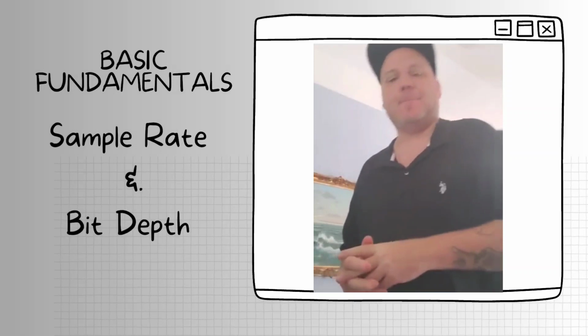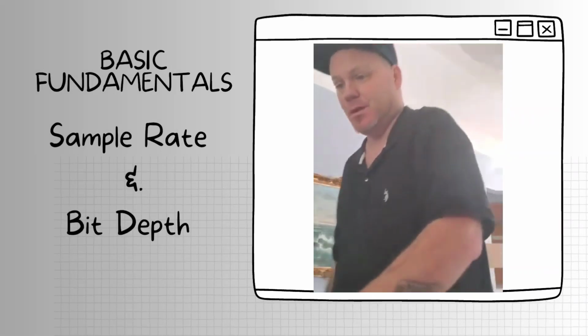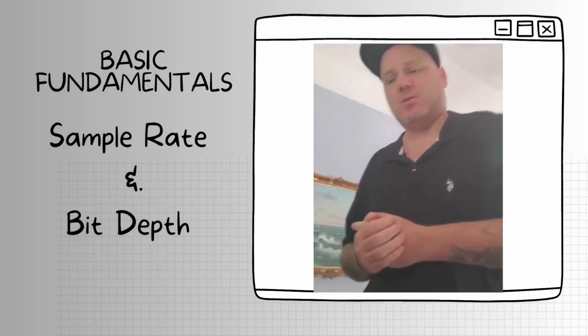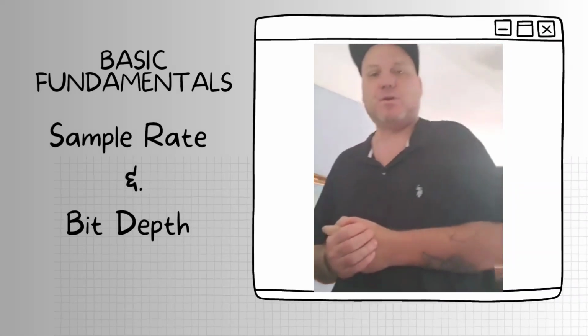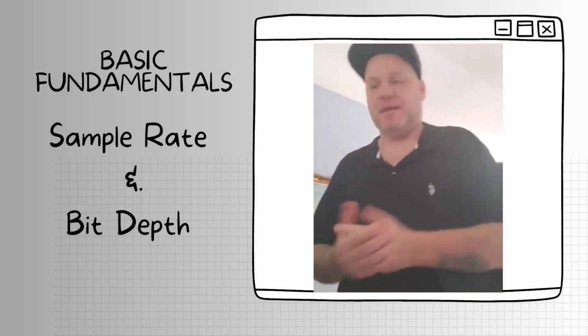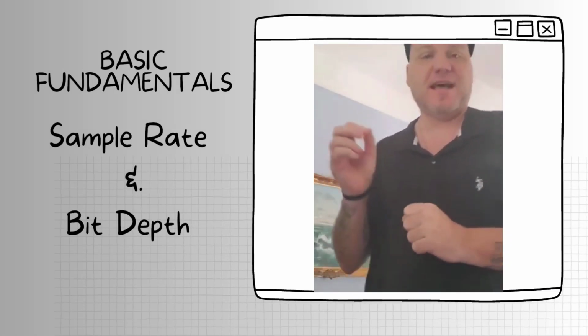Today we're going to discuss sample rate and bit depth, some basic fundamentals. What is a sampling rate? The sampling frequency or sampling rate is the number of samples recorded in 1 second. Now, what does that mean? A lot of snapshots taken every second.